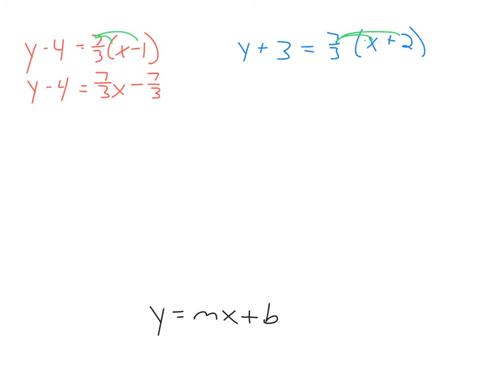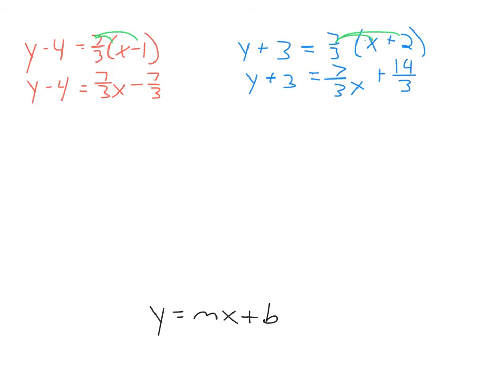Over here, we are going to say y plus 3 equals, you get 7/3 times x is 7/3 x. And what is 7/3 times 2? It is 14/3.